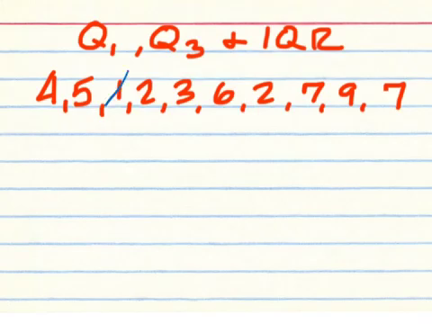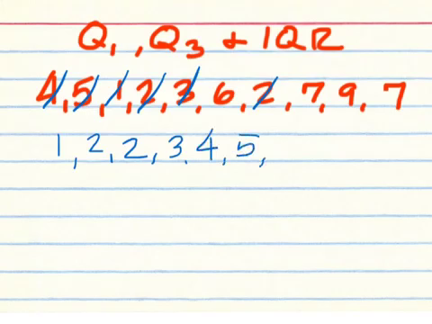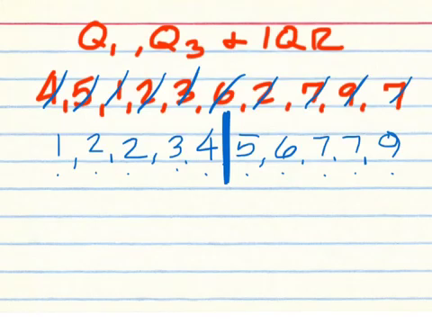Put them in order from least to greatest. 1, and then a pair of 2s. Then we'll have 3, 4, and 5. And then 6, 7, 7, and 9. We have 1, 2, 3, 4, 5, 6, 7, 8, 9, 10 numbers. I believe we have 10. For some reason I don't remember that being the case in the example in the last class. But 1, 2, 3, 4, 5, 6, 7, 8, 9, 10 numbers. So that's what we'll use. Here's the midway point.